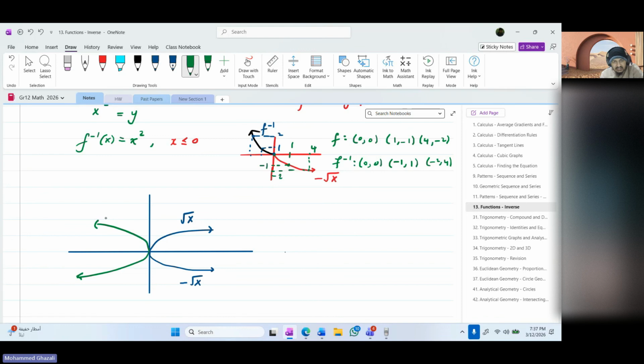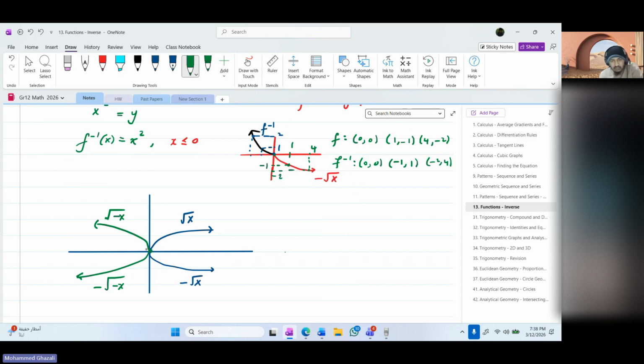So this is positive, above the x-axis: positive square root of negative x. Why square root of negative x? Because the x value is negative, right? It's on the left-hand side. And this is negative square root of negative x. So these are the types of square root functions you can get.